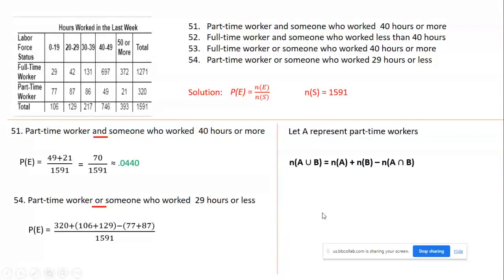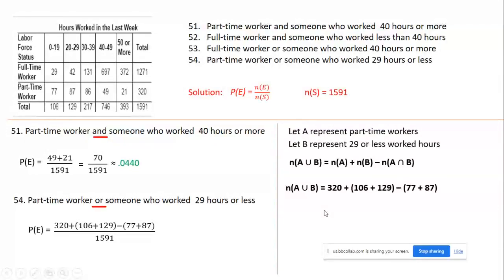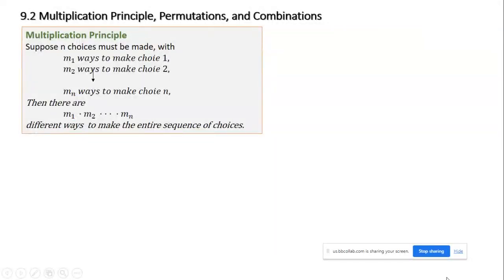So when we do that, and he has it written here, okay, we have it like this. So we have our probability of 391 over 1,591, which gives us a probability of 0.2458, okay? And I still have time, so I think I'm pretty good. So now let's look at 9.2, which is the multiplication principle, the permutations and combinations, okay?